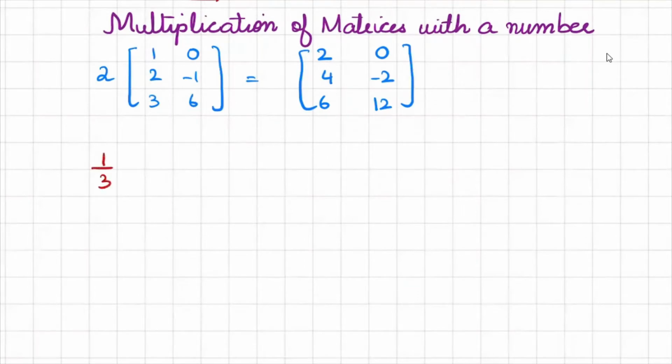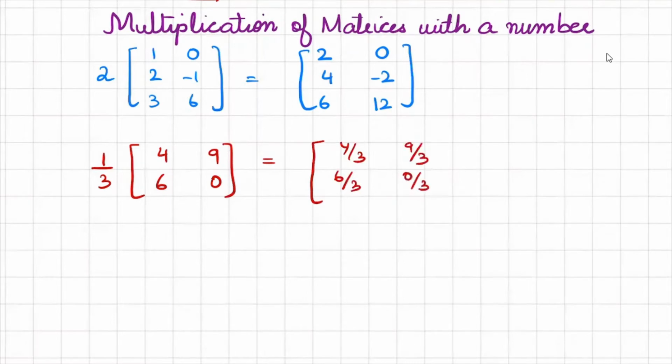How about this question? 1 over 3 multiplied by 4, 6, 9, 0. Let's multiply them. So this would be 4 over 3, 6 over 3, 9 over 3, and 0 over 3. Can we simplify this further? Yes, we can. So let's simplify this. This would become 4 over 3 cannot be simplified. 6 over 3 is a 2, 9 over 3 is a 3, and 0 over 3 is a 0. So there you go. This is your final answer.